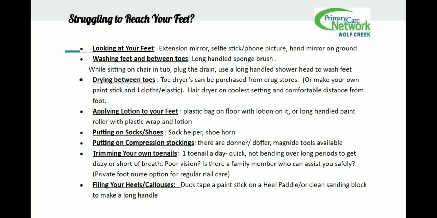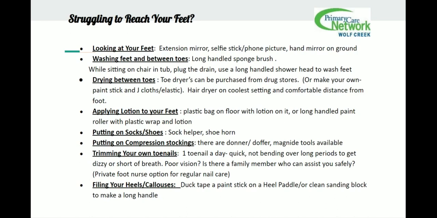Drying between your toes. Toe dryers can be purchased from different drugstores, or you can make your own with a paint stick and a J cloth. You can take an elastic and wrap it around the cloth at the end. Hair dryer: you can use the hair dryer on the coolest setting, at a comfortable distance from your foot.